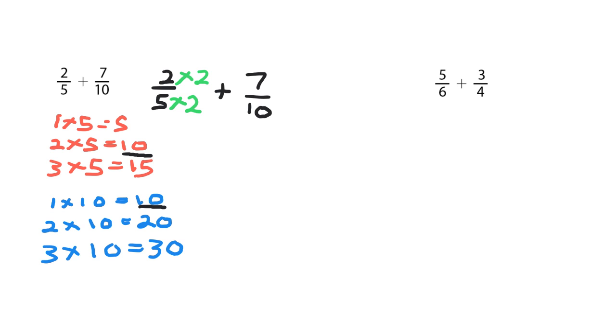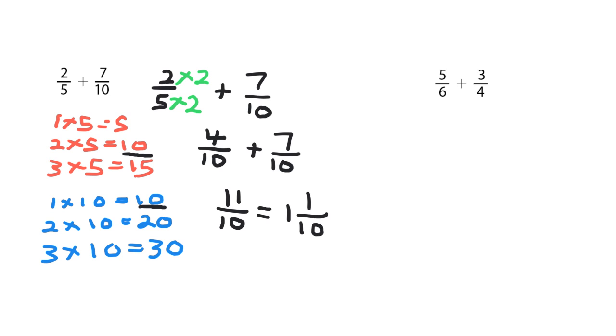So I'm going to rewrite this again. 2 times 2 is 4. 5 times 2 is 10. Plus 7 over 10 doesn't need to change because I already have a denominator of 10. So here I now have 4 parts of 10, and I'm adding it to 7 parts of 10. So if I do the math, 7 plus 4 is 11. 11 over 10. And this is an improper fraction, and we always convert those into mixed numbers. It becomes 1 and 1/10.